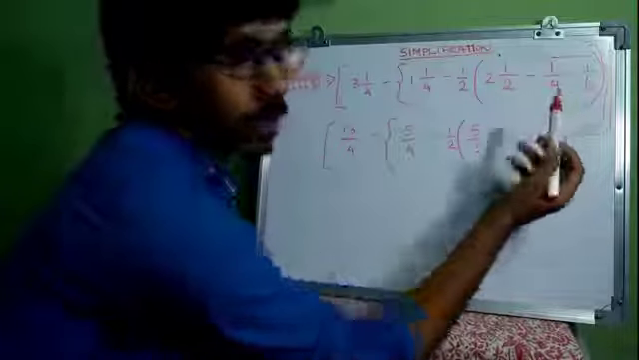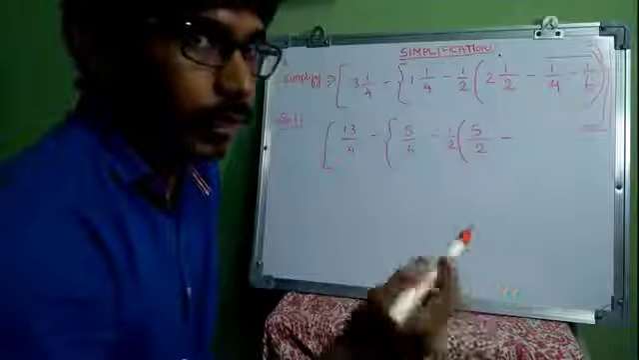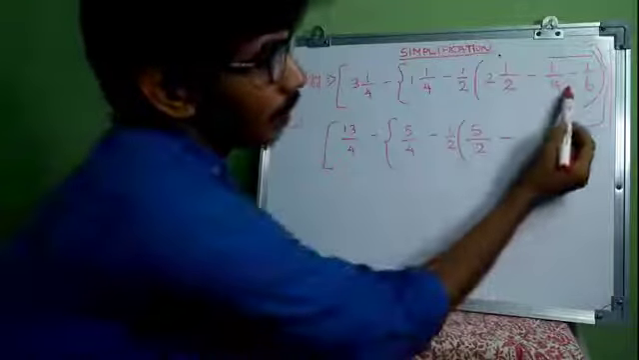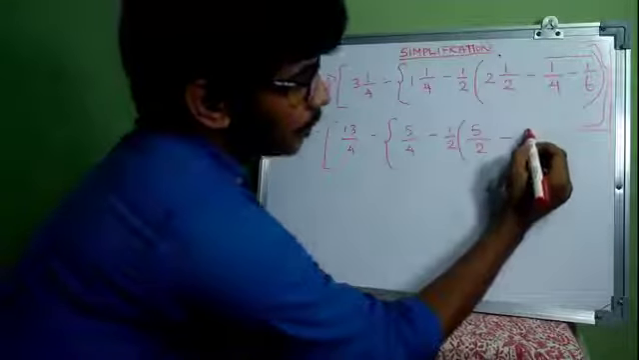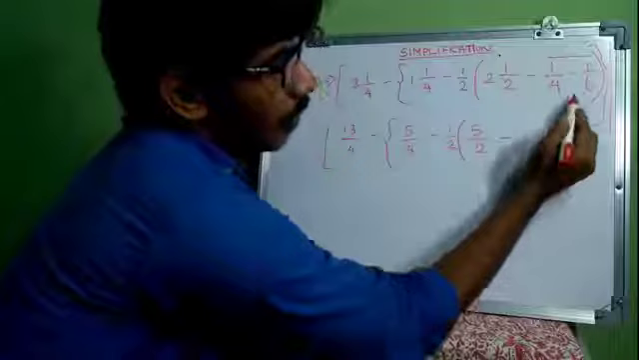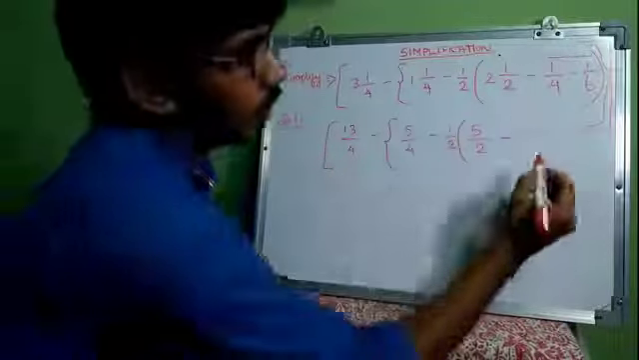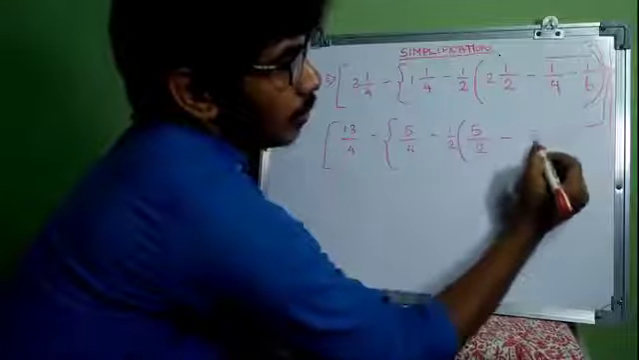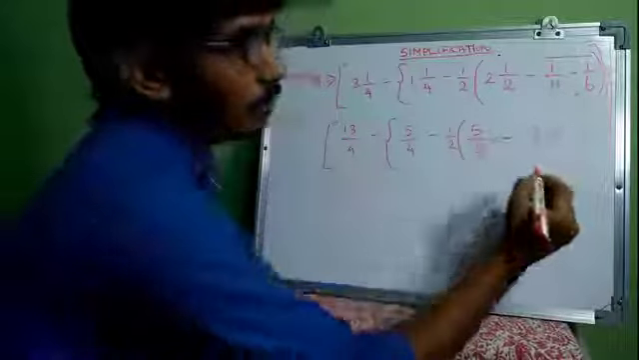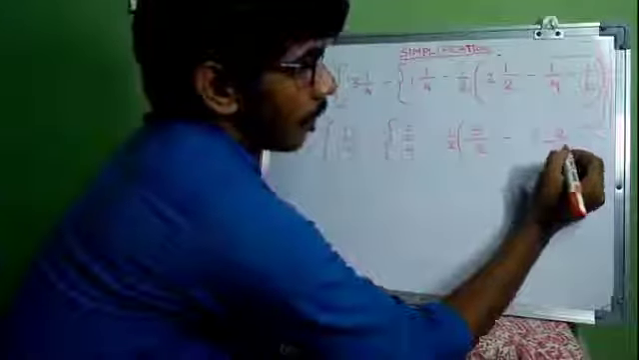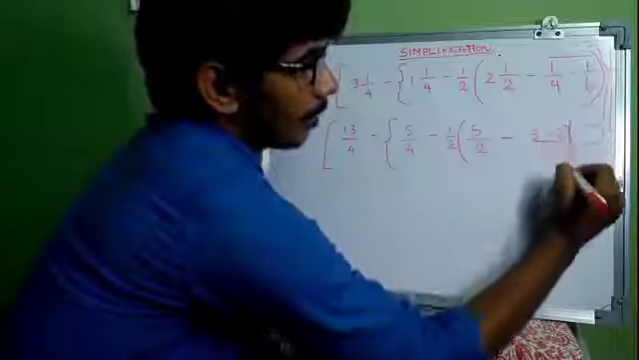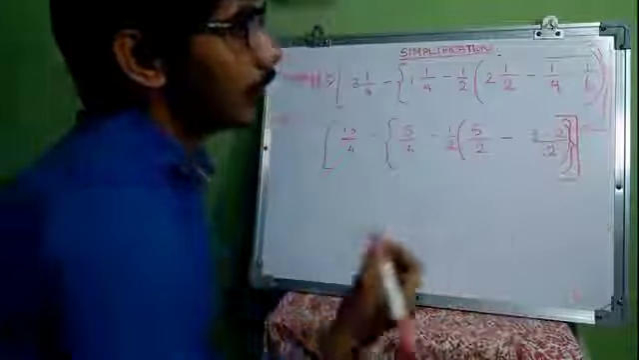And 12, you can take 12 also. 4 3s are 12, 3 here, 6 2s are 12, 3 minus 2 divided by, what is the LCM? 12. Is it clear?